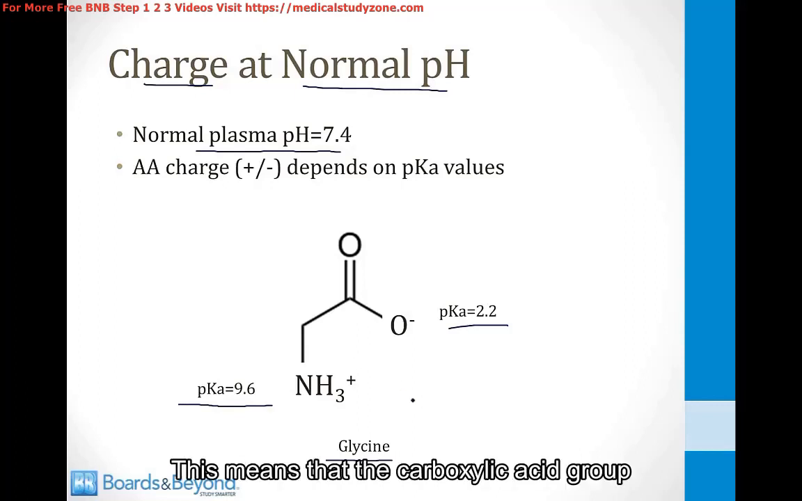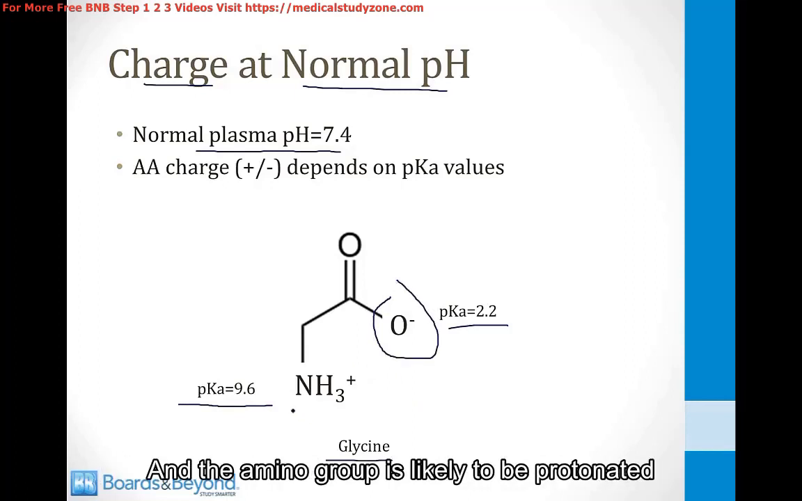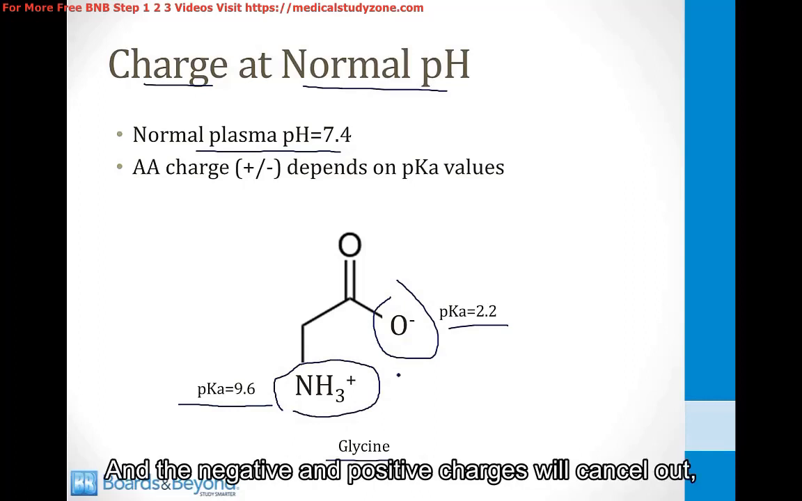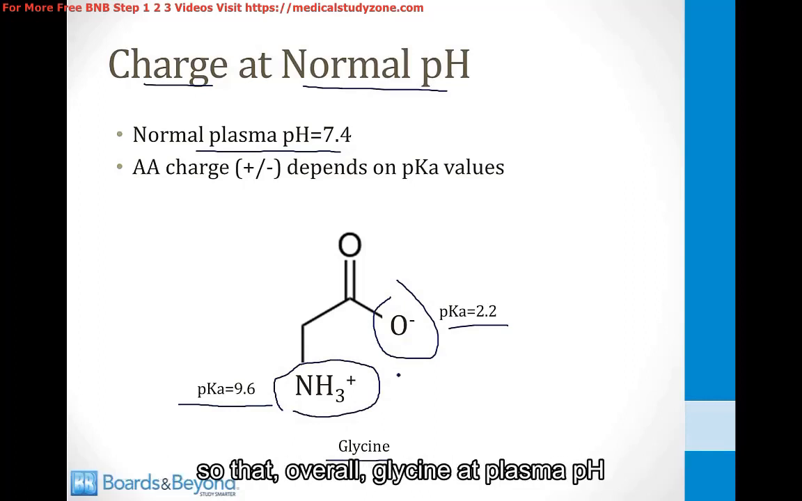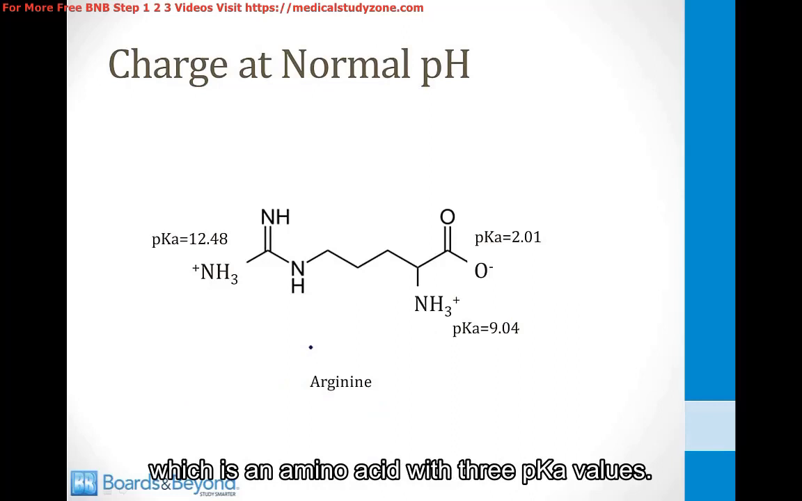This means that the carboxylic acid group is likely to be deprotonated and have a negative charge, and the amino group is likely to be protonated and have a positive charge. And the negative and positive charges will cancel out so that overall glycine at plasma pH usually has no net charge. Contrast that with arginine, which is an amino acid with 3 pKa values.